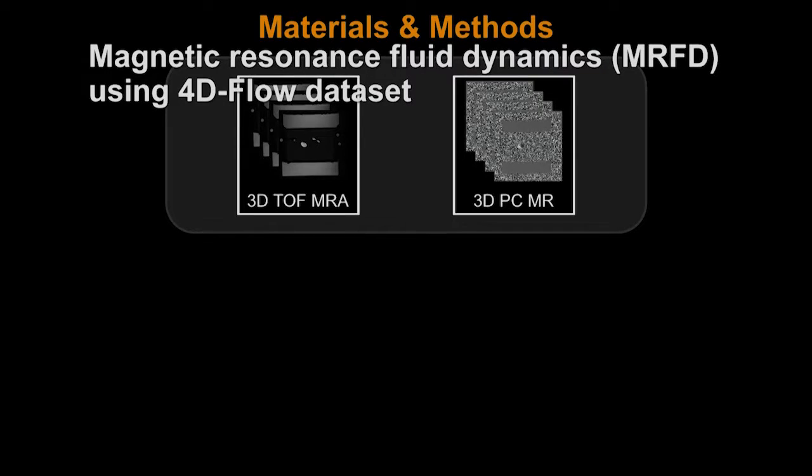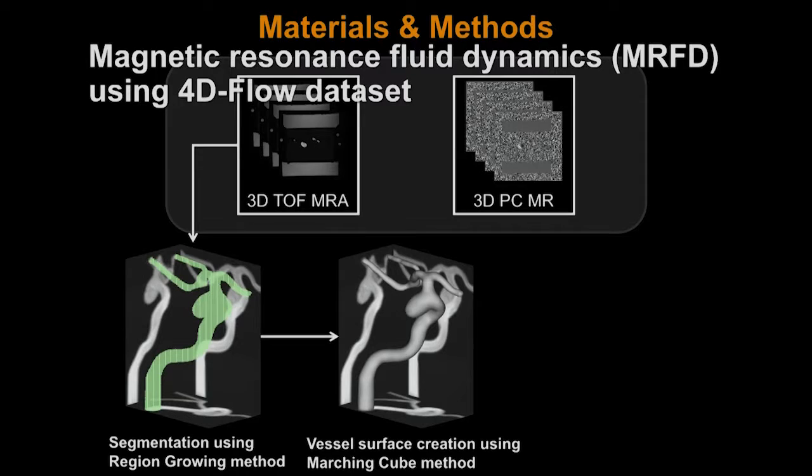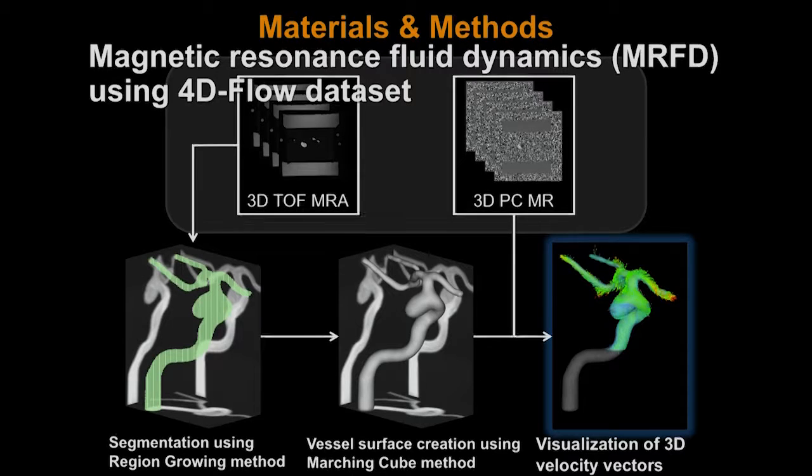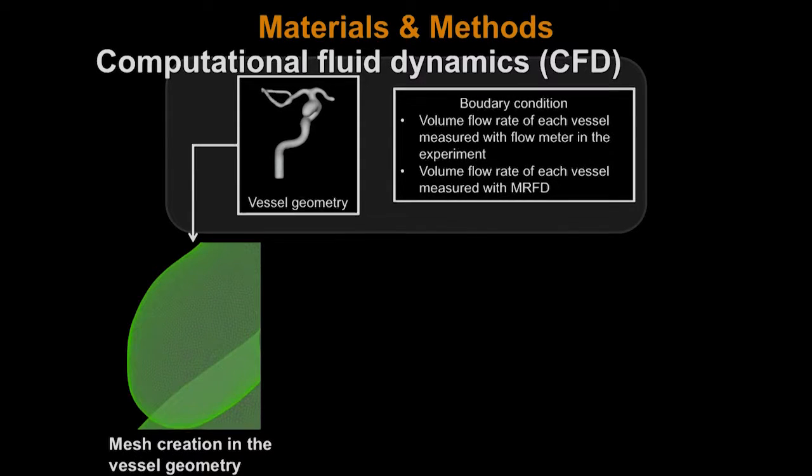This slide shows the process of magnetic resonance fluid dynamics using the 4D flow dataset, and segmentation using the region growing method, and mesh surface creation using the marching cube method, and visualizing 3D velocity vectors. Next is the process of computational fluid dynamics. Based on this vessel geometry obtained by MRFD, we create a mesh in the vessel geometry.